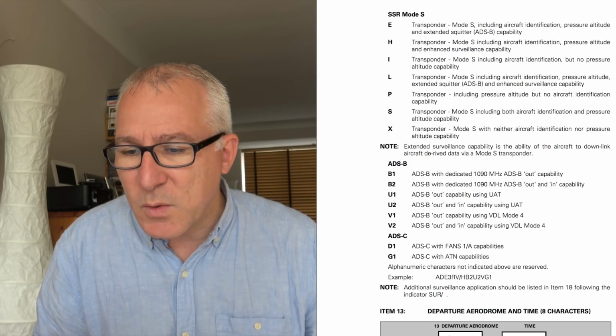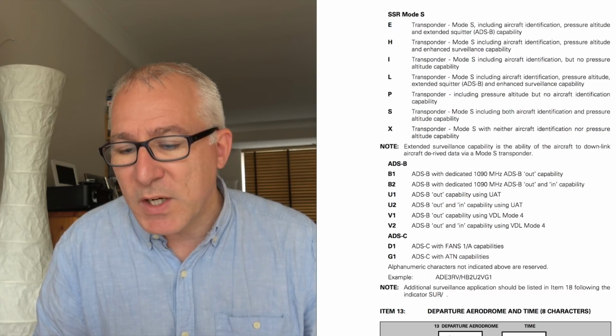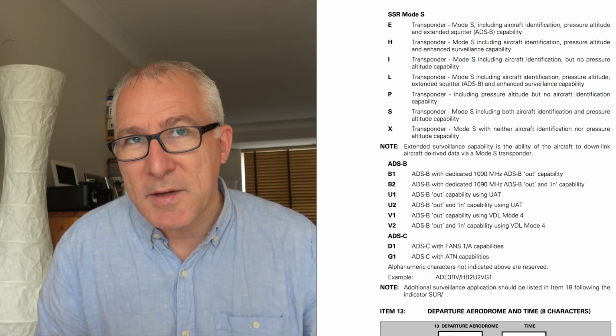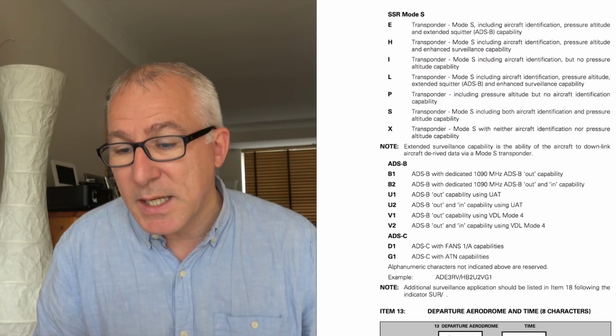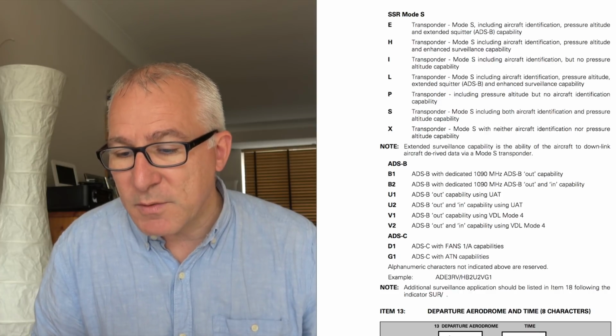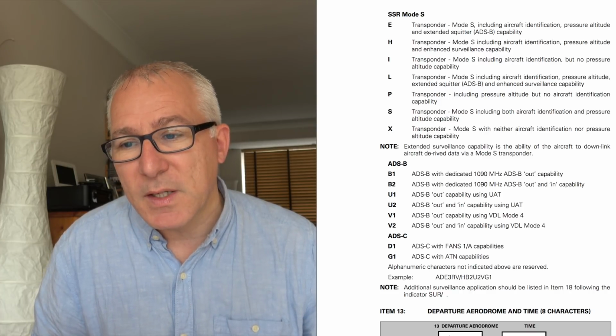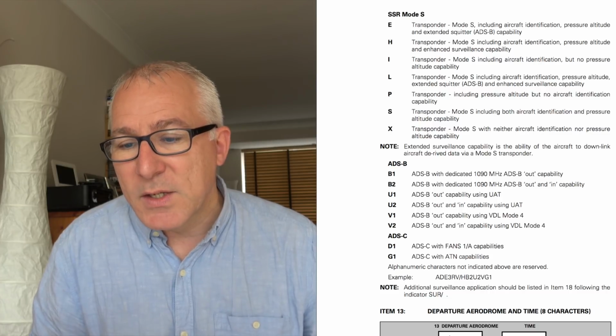And then there's surveillance equipment, so depending on your type of transponder or whether you have ADS-B capability, there will be different codes for the different types of equipment that you're carrying. So you'd need to go through your aircraft and work out what equipment you're carrying and work out which letters you then need to insert in the equipment column.